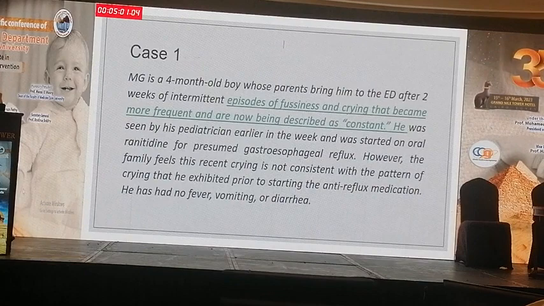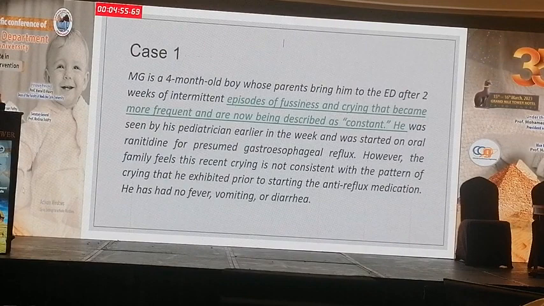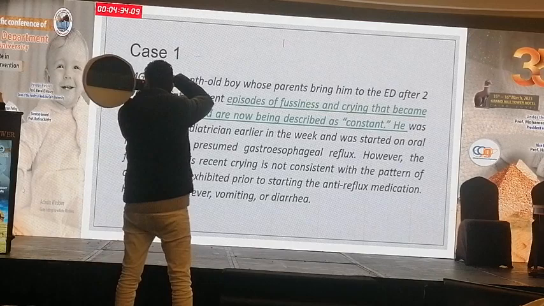After 2 weeks of intermittent episodes of fuzziness and crying, it became more frequent and is now being described as constant. He was seen by his pediatrician earlier in the week and was started on oral ranitidine for presumed gastroesophageal reflux. However, the family feels this crying is not consistent with the pattern of crying he exhibited prior to starting the anti-reflux medication. He has had no fever, vomiting, or diarrhea.